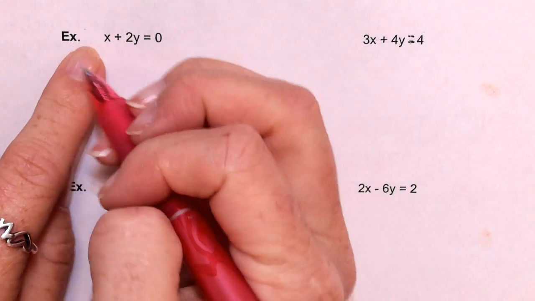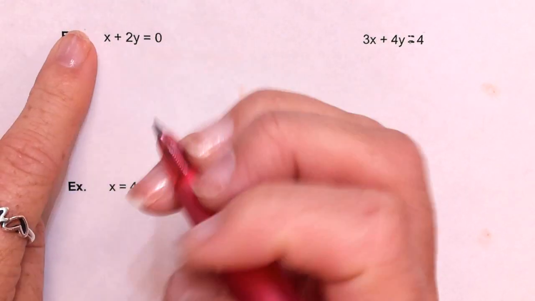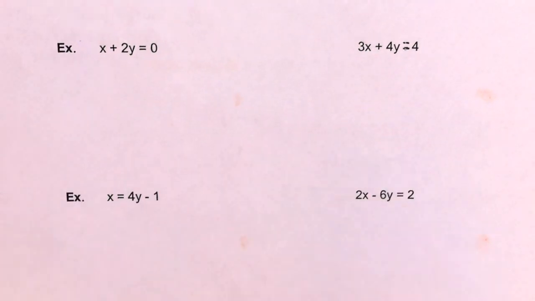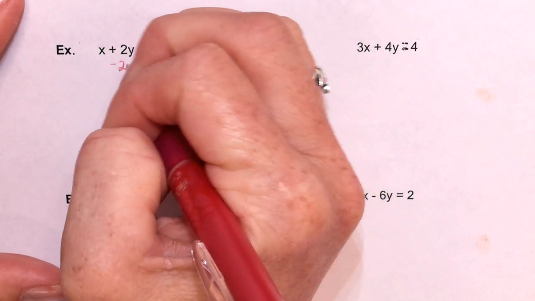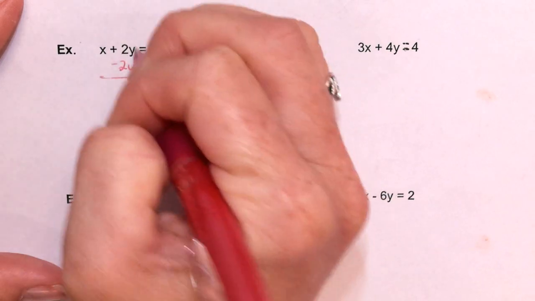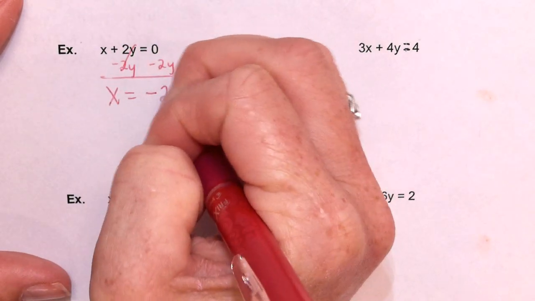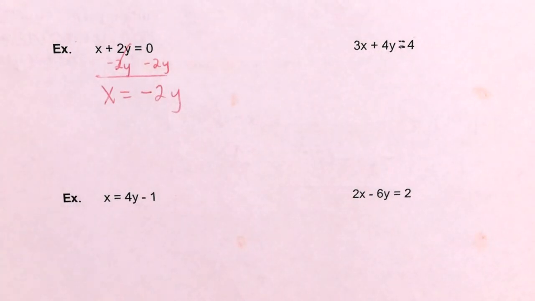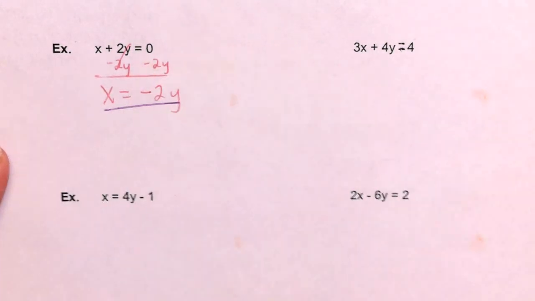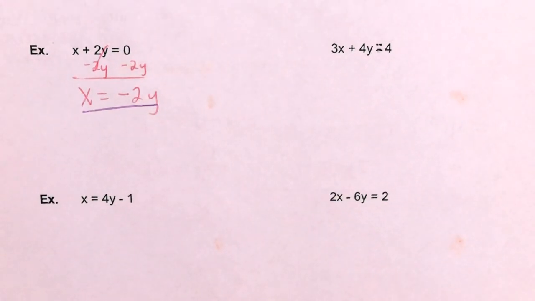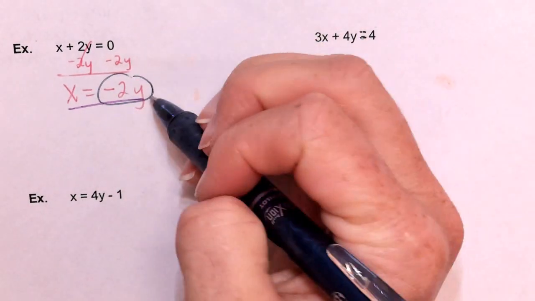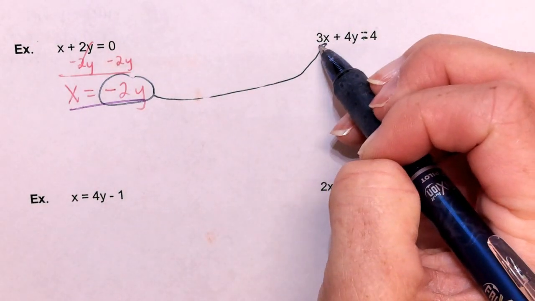How am I going to get this x by itself? Minus 2y. So x is equal to negative 2y plus 0, do I even need to write that? No. This is now the equation I'm going to use. And I'm going to take this x and plug in negative 2y for that x.